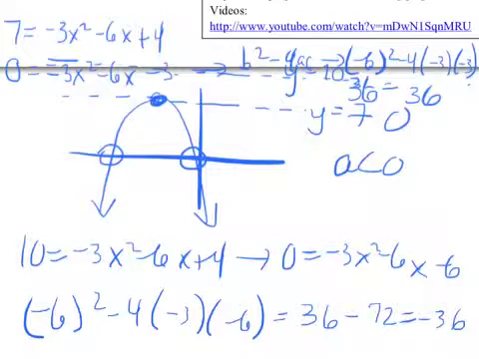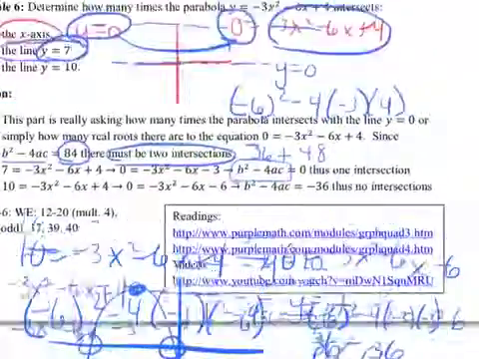When it's a negative answer, there are no intersections of the parabola and the line y equals 10 up here. We know that just by looking at the graph, but this proves that there are no real solutions, which means that there are no intersections. Remember, the solution to an equation is the location of the intersection on a graph. So that's our last point to make there.